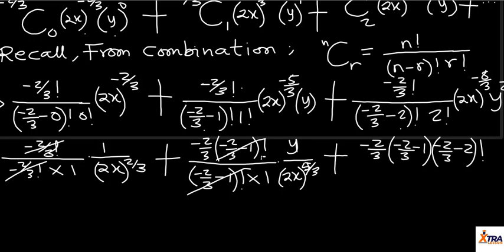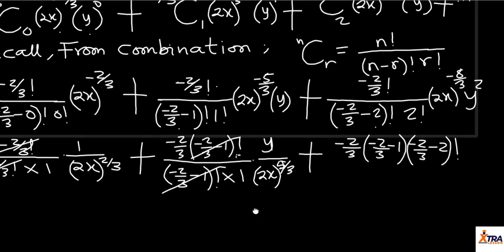So moving on, I can say from here I'll be having, this will be what? I'll be having y squared over 2x, from my knowledge of indices, raised to the power 8 over 3. Okay, from here we can now break it down. You know, this will cancel the denominator that we have here.